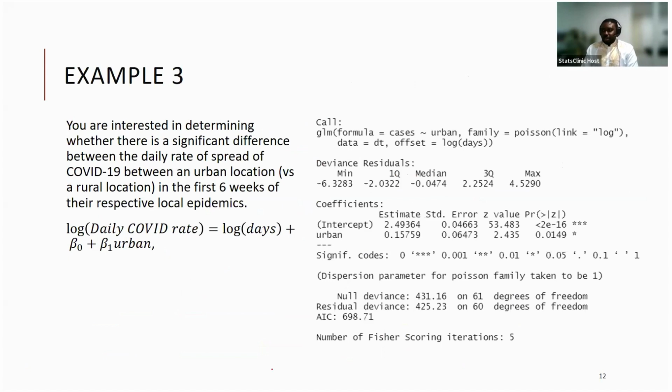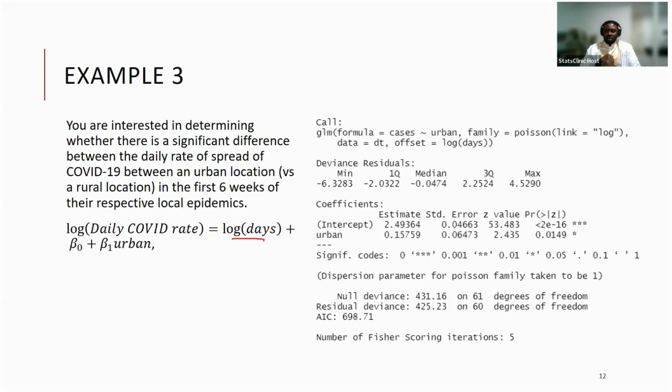Because we'll take another example, and I want somebody else to take the lead here. I'll just set the stage: this is a COVID-19 question. You want to see the daily COVID rate. Remember I said it's a rate, so that's why we're using the log of the rates and bringing time into it. You want to compare the daily COVID rate in the urban centers in your country to the rural centers, say in the first 6 weeks of the pandemic.